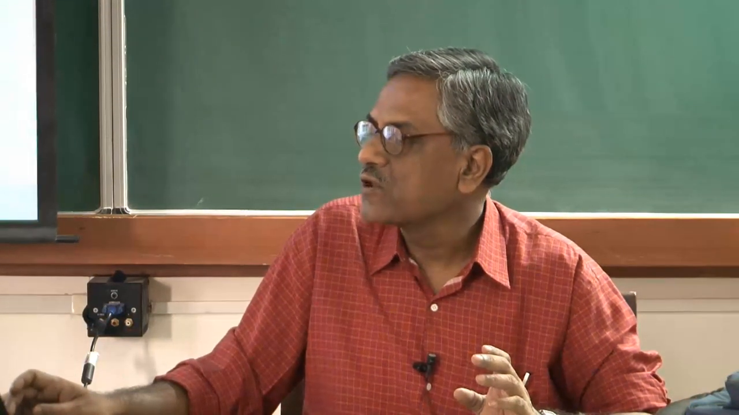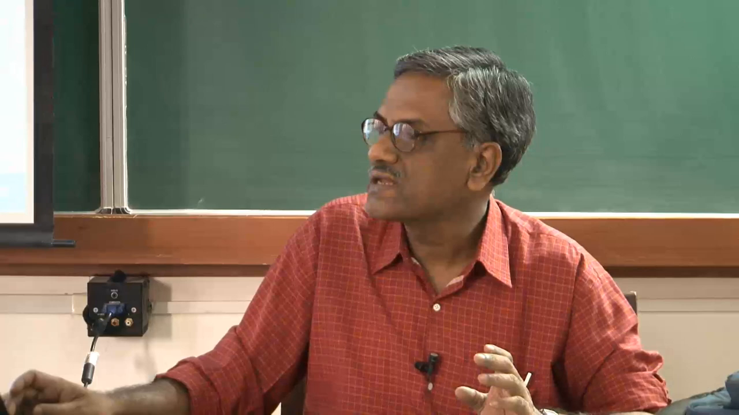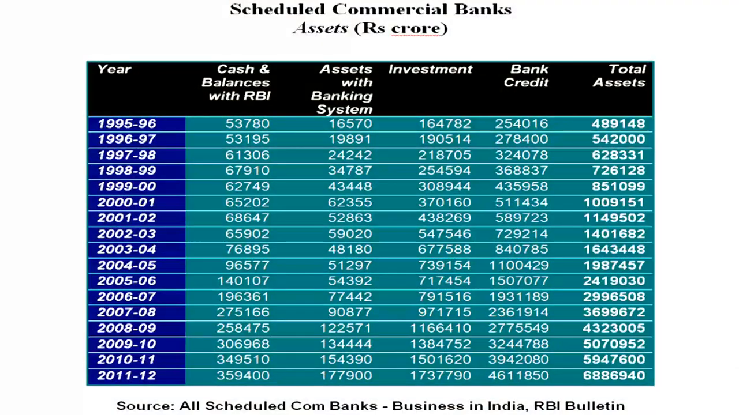Now, if you remember assets, what are the four items in assets? Cash and balances with RBI, CRR, etcetera, and assets with the banking system. The liabilities' opposite is the assets in the banking system. If I have kept money with your bank, that is my asset, but your liability. Then investment, this is what I want to take up.